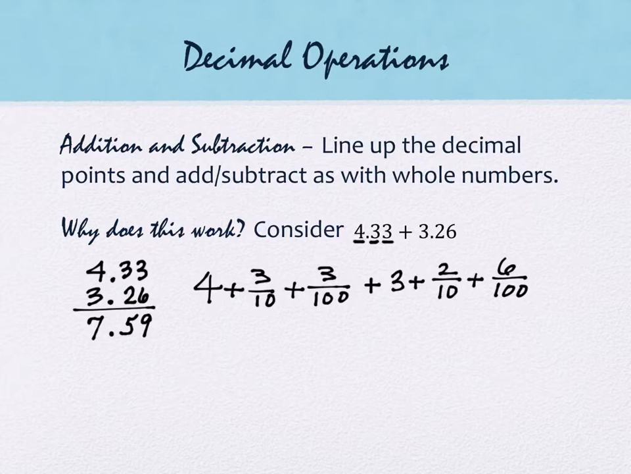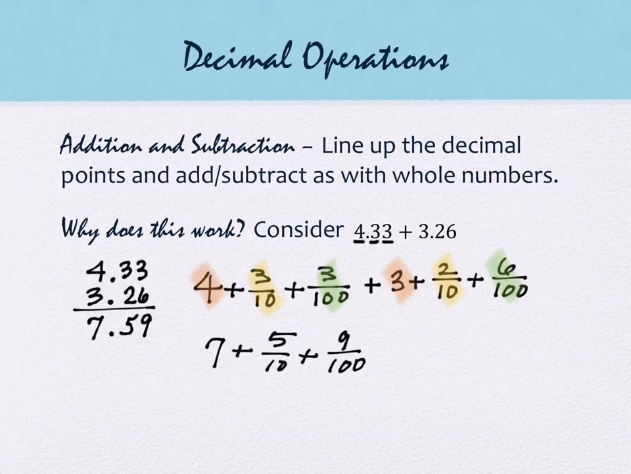And then we can pair them up, right? The parts that would match, so the 4 and the 3, those are 7. And then I have the other parts that have the same denominator, so 3 tenths and 2 tenths is 5 tenths. And then 3 hundredths and 6 hundredths is 9 hundredths. And then putting that back into the decimal form, I would have 7 and 59 hundredths.